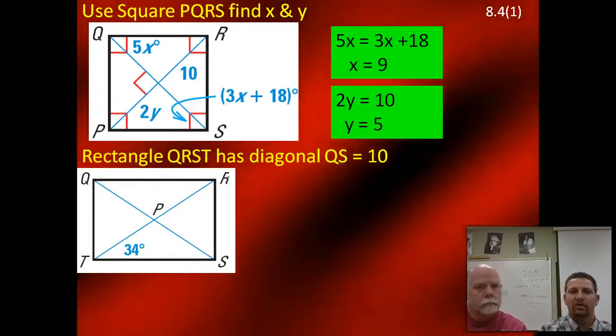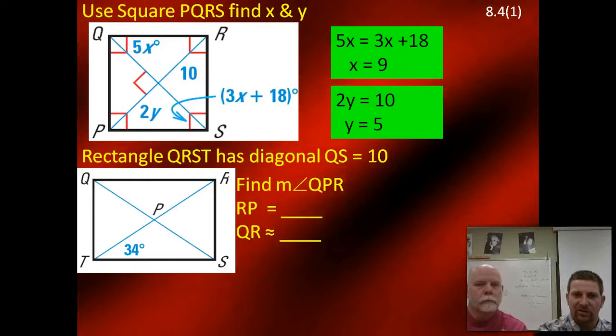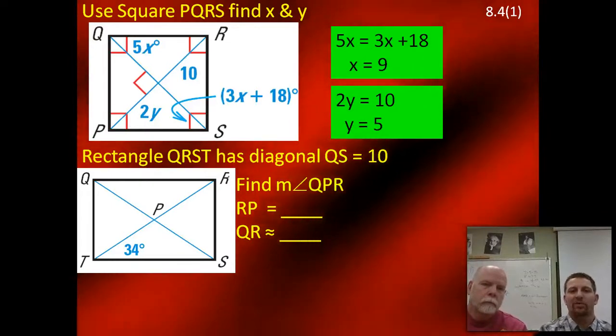All right, now we have rectangle QRST has a diagonal QS equals 10. What do they want us to find? Here we go. We have to find the measurement of QPR. That angle right there in the middle. And we have to figure out what RP is.